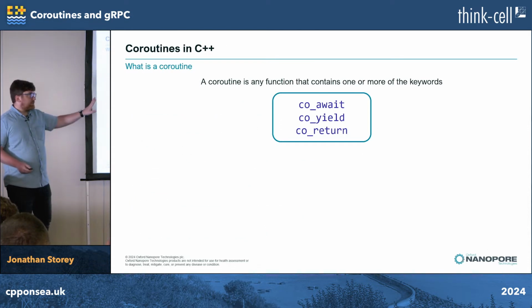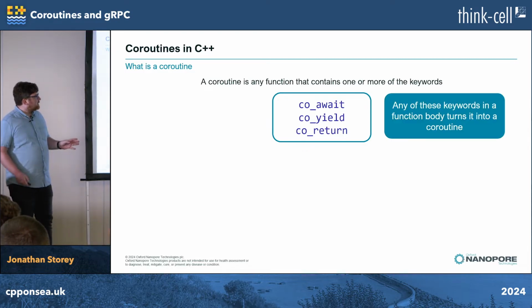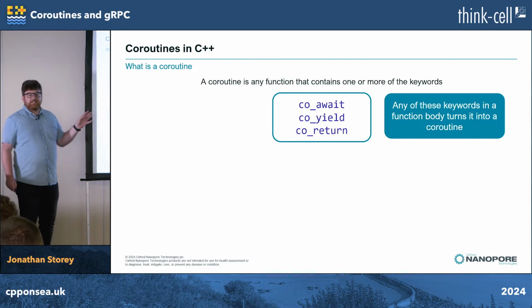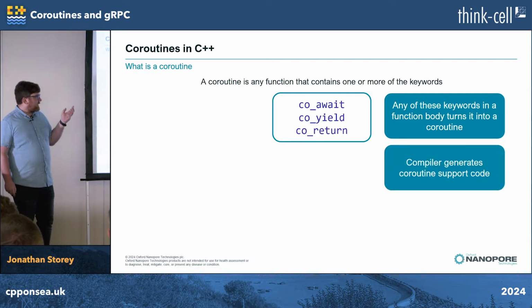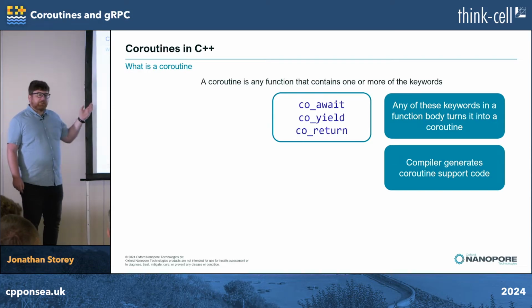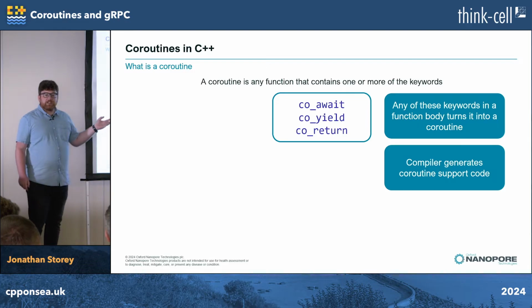This is now coroutines in C++. So a coroutine is any function that contains one or more of these three keywords. In a kind of tautological sense, any of these keywords in a function body turns it into a coroutine. And what do we mean when we say it's turned into a coroutine? What we mean is, in the C++ case, the compiler generates some coroutine support code.